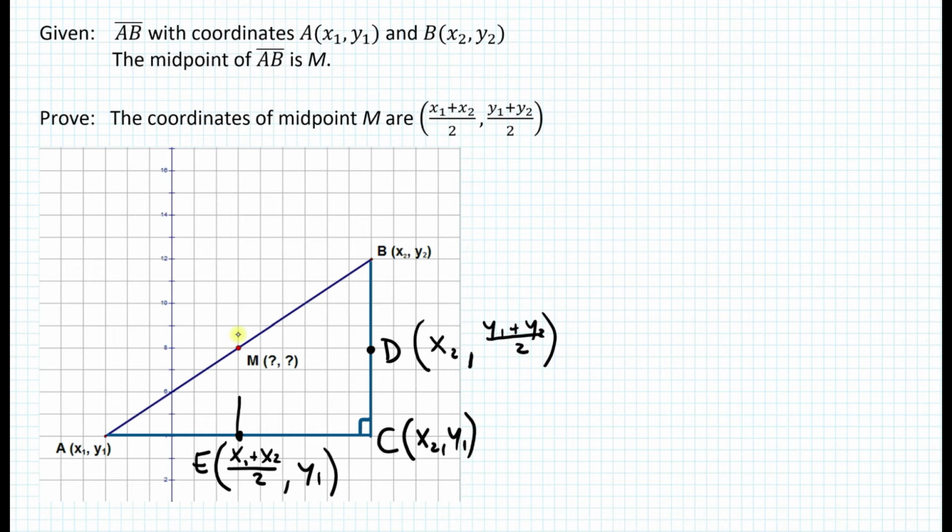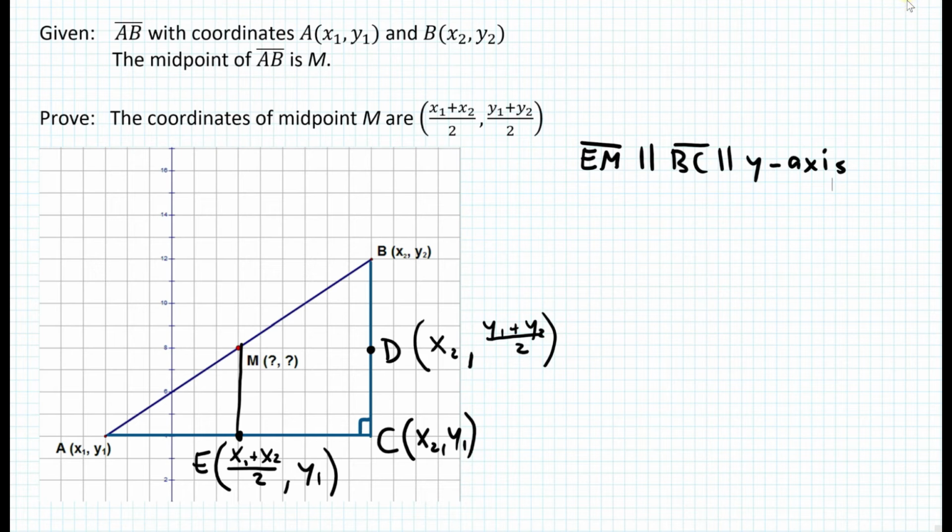So if we join the midpoints, what can we say? Then we can say that segment EM has to be parallel to segment BC, which is parallel to the y-axis, okay? Now, what's the reason for that?